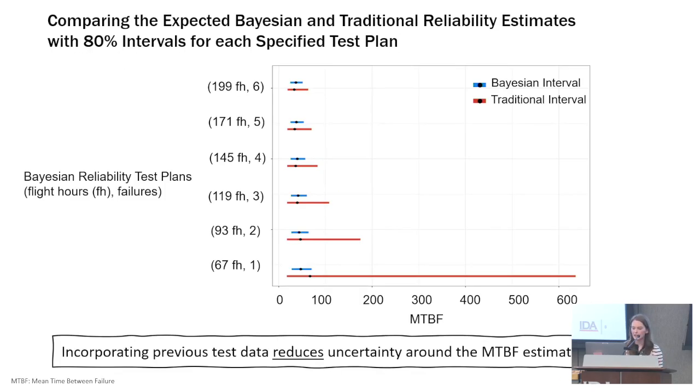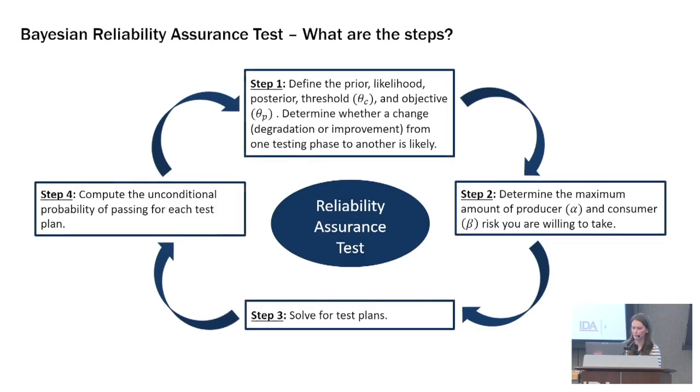And then the second outcome is that if we observe a test exactly like what we planned for, the interval produced by incorporating previous test data, shown in blue, is always contained within the interval constructed using traditional methods. This means that incorporating previous test data reduced the uncertainty around the mean time between failure estimates and gave us a better, more intuitive understanding of the helicopter's reliability. The big takeaway is that if you plan for a test using Bayesian methods, you should also analyze data from that test using Bayesian methods as well.